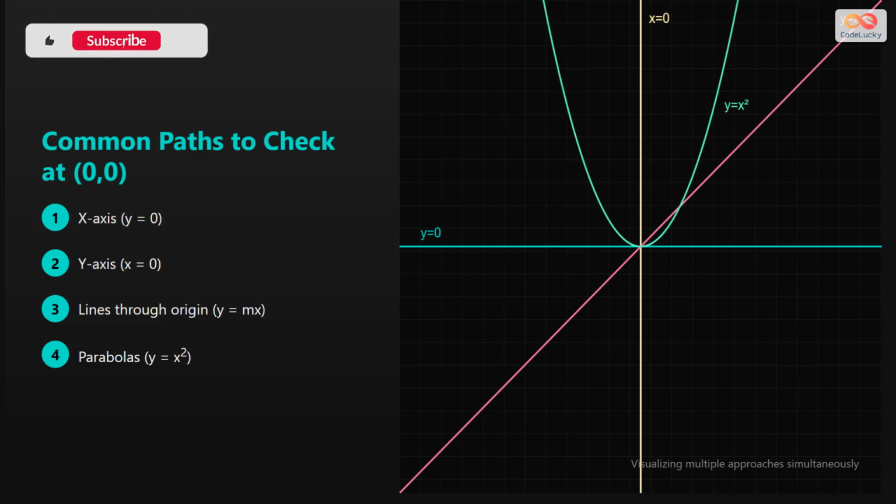Since we cannot check infinite paths one by one, we usually test a few standard ones to see if the limit breaks. We check the x-axis, the y-axis, diagonal lines, and simple parabolas. If any of these give us a different result, we know the limit does not exist.